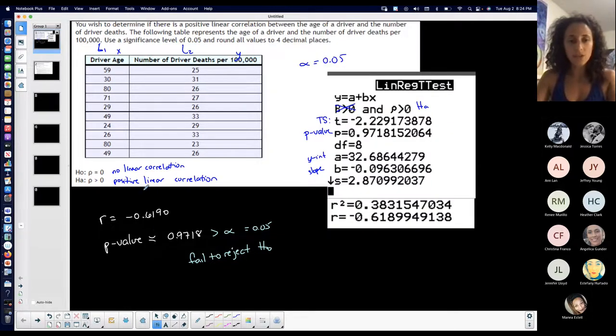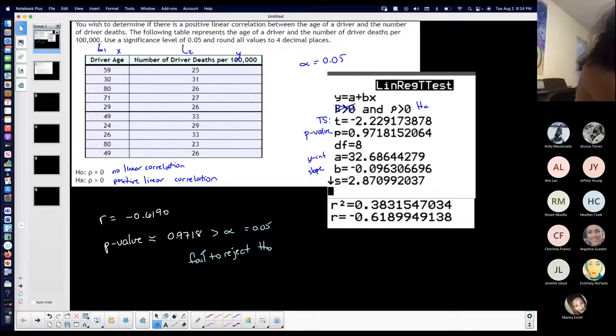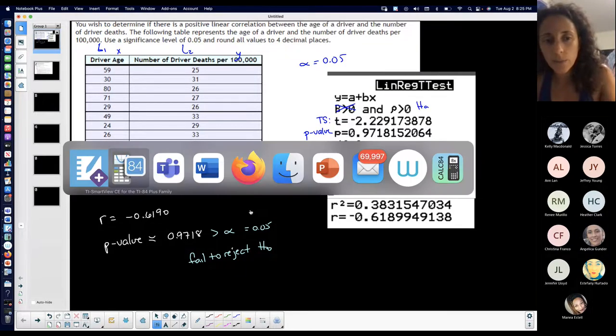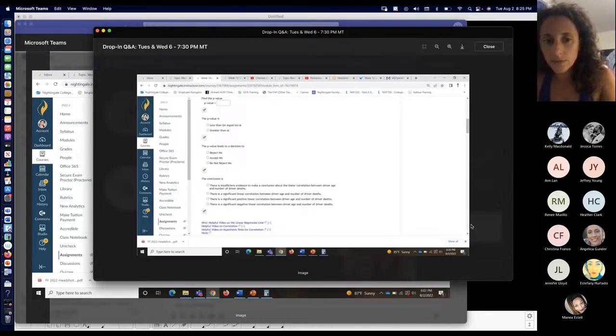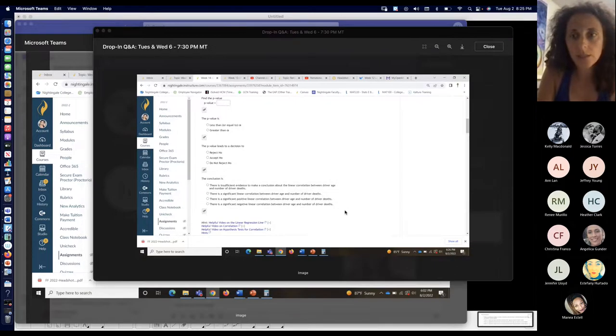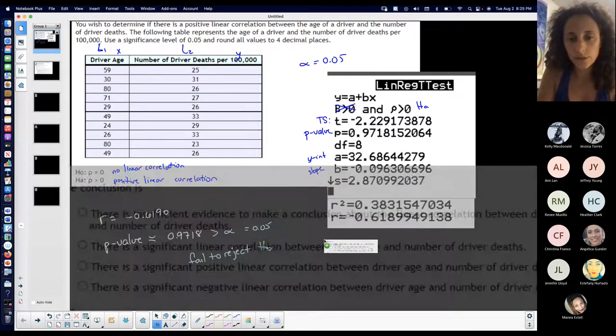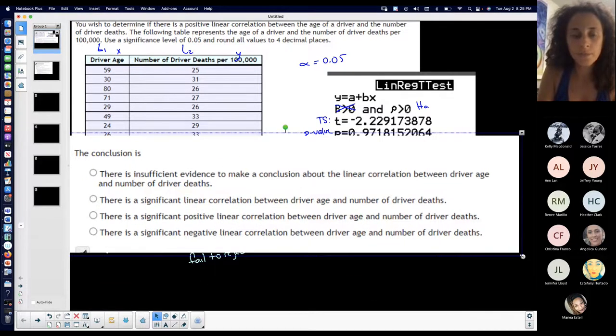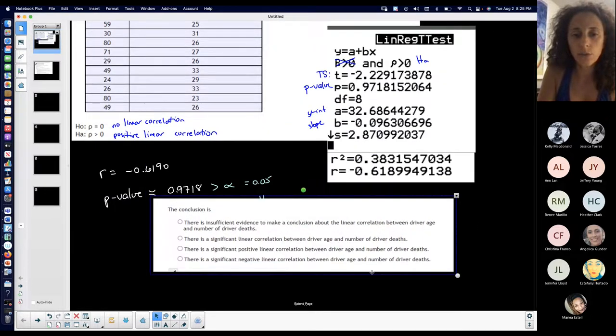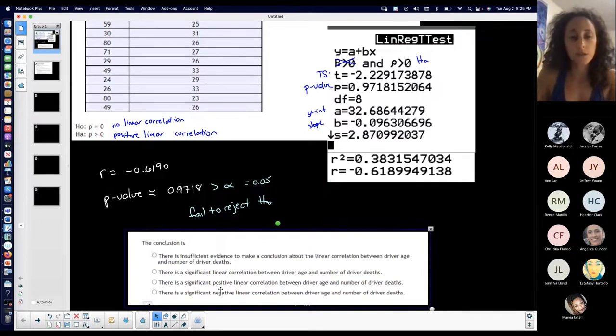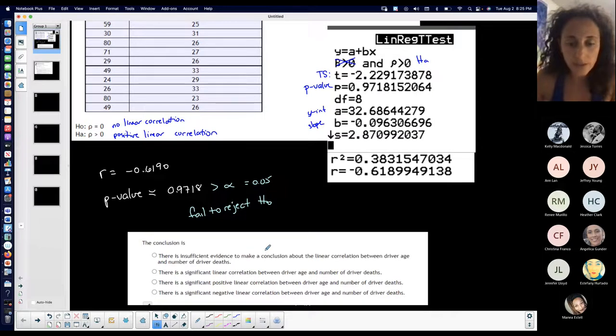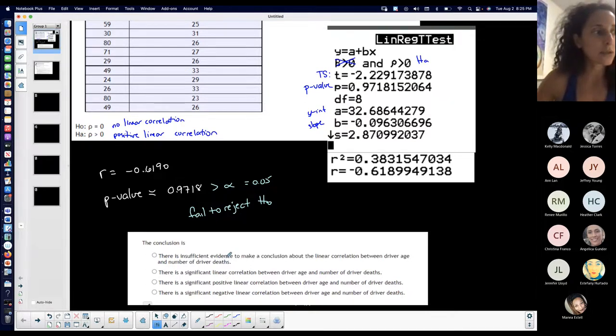So I'm failing to reject the null, which means, let me see how they're wording it for you. Let me copy and paste this, actually, just so you have it from your direct. So I'm not supporting the alternative, right? The conclusion is. What is my conclusion? Which one would it be? Remember, I'm failing to reject the null, so I can't reject the null, which means I'm expecting no linear correlation. So let's see. There's insufficient evidence to make a conclusion about the linear correlation between driver age and number of driver deaths. That looks good, but let's read the rest of it just to make sure.